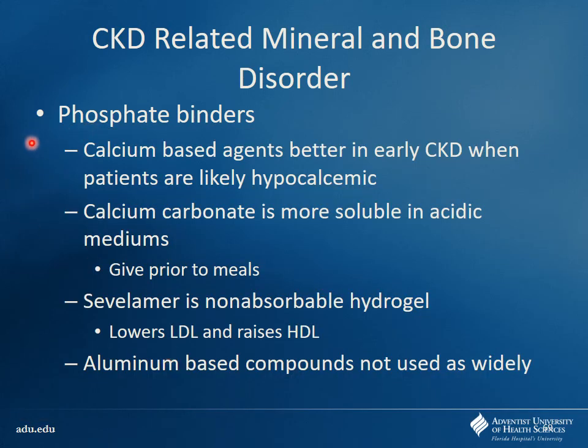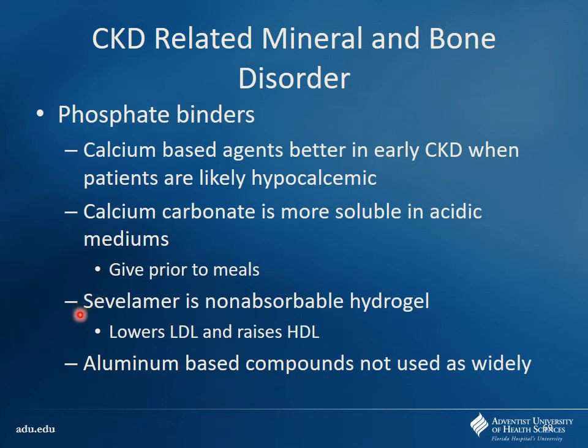So typically, we're going to find that a lot of our patients, especially in early chronic kidney disease, tend to be hypocalcemic. A lot of that can be due to the high phosphate binding up the calcium. So it can be useful to use something like calcium carbonate, because you may actually get a little bit more calcium, and you give it prior to meals, so that it can interact with the food, bind up phosphate, and eliminate it through the GI tract.